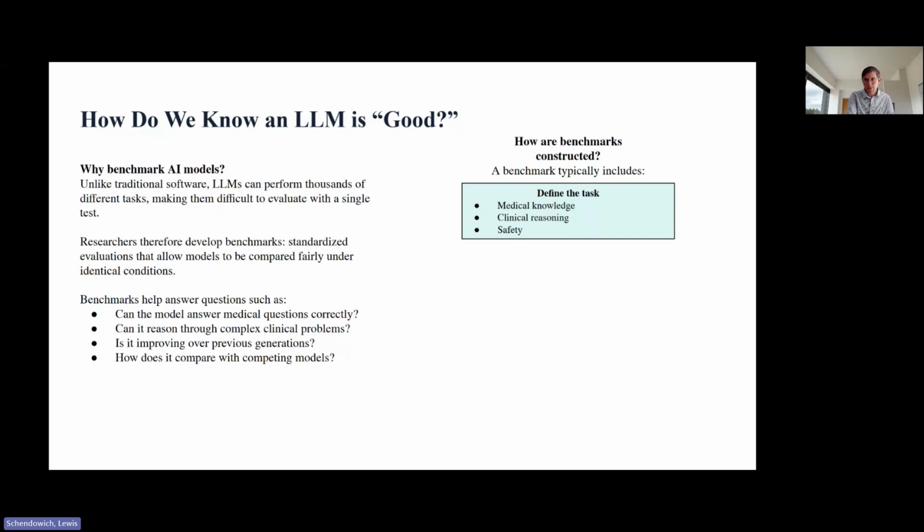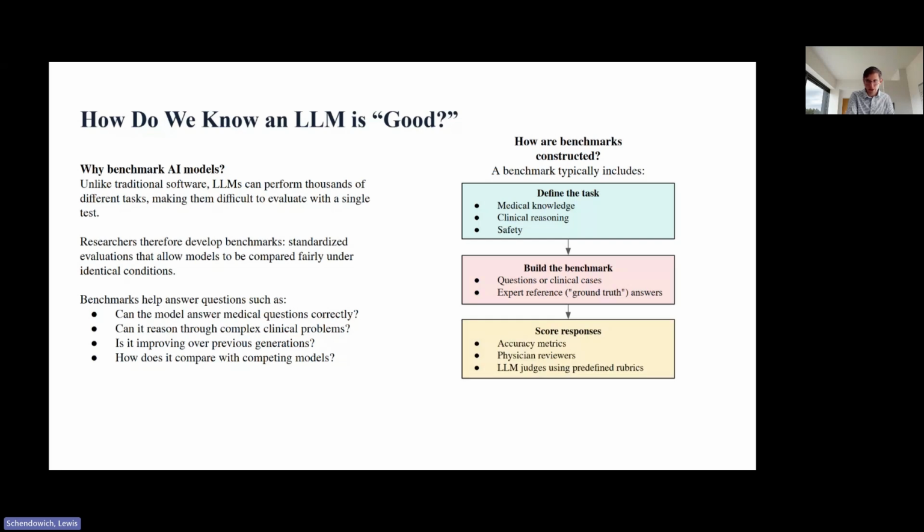There's 4 basic steps to constructing and using a benchmark. The first is to define the task. The second is to build the benchmark with specific questions or clinical cases. The third is to score the responses. And the fourth is to compare the specific models amongst themselves, using the same questions and scoring criteria. Key point is that a benchmark tells us how a model performed on a specific task. It does not prove that the model is trustworthy in every clinical situation.